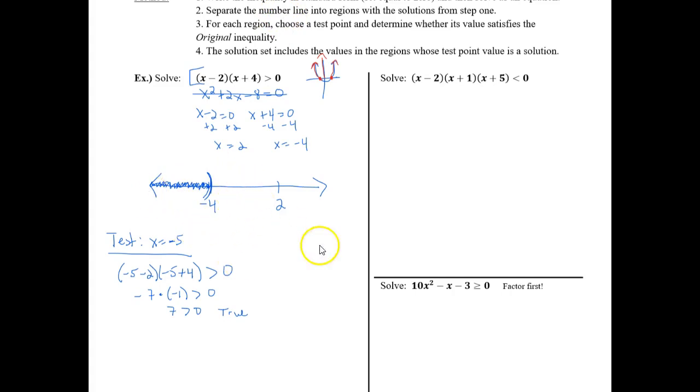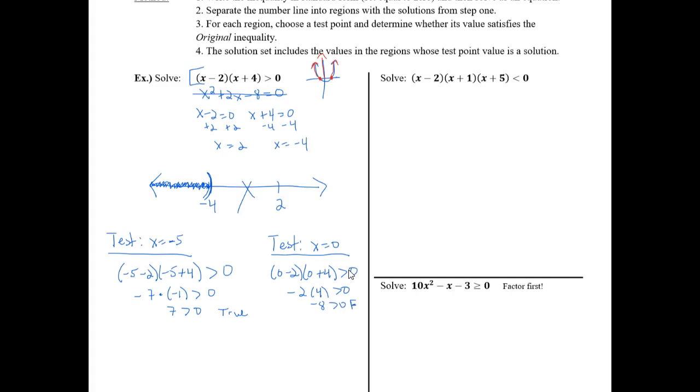I test the middle area. So I'm going to test something between -4 and 2. The nicest value that I can think of would be 0. Plugging in 0 for x into my original inequality. So now I have -2 times a +4, and I get -8. Is -8 greater than 0? That is false. If it's false, it's not part of my solution set.